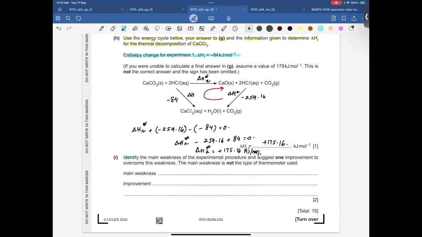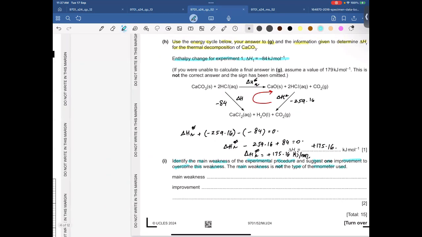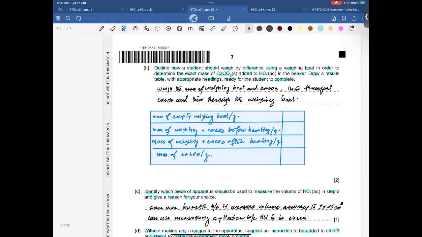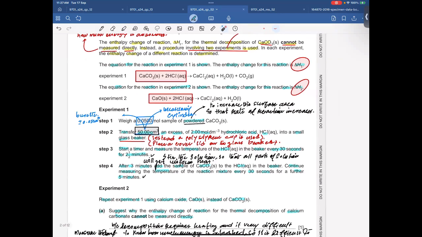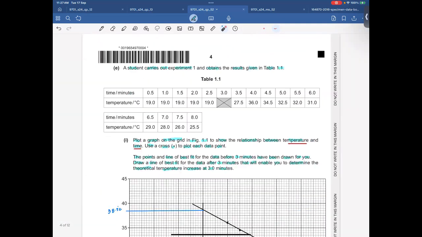Last part of the question: identify the main weakness of the experimental procedure and suggest one improvement to overcome this weakness. The main weakness is not the type of thermometer used. I've told you, that is the source of error. We were using a glass beaker. Instead, we need to use a polystyrene cup or place a cover lid on the glass beaker to prevent heat loss. Either you write the first one or the second one, it's totally up to you. The examiner gives marks on both reasons. So I'm going to write both.